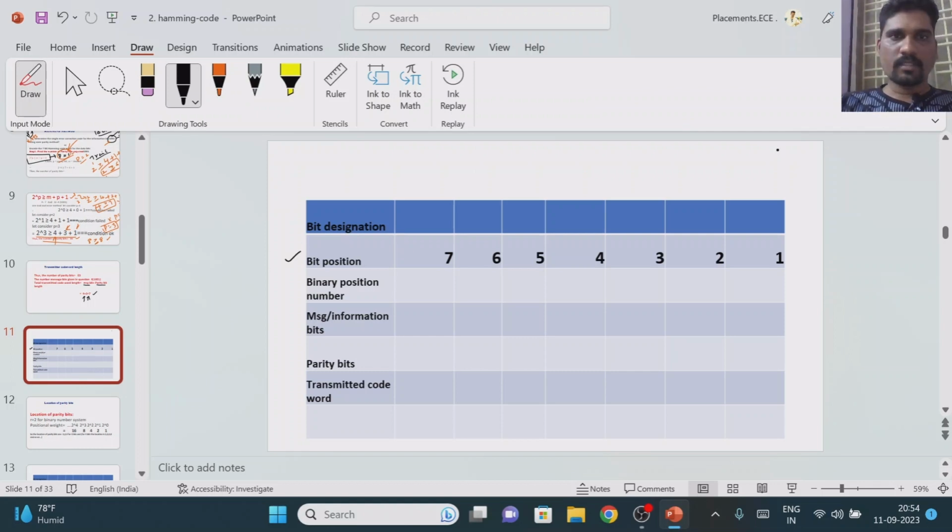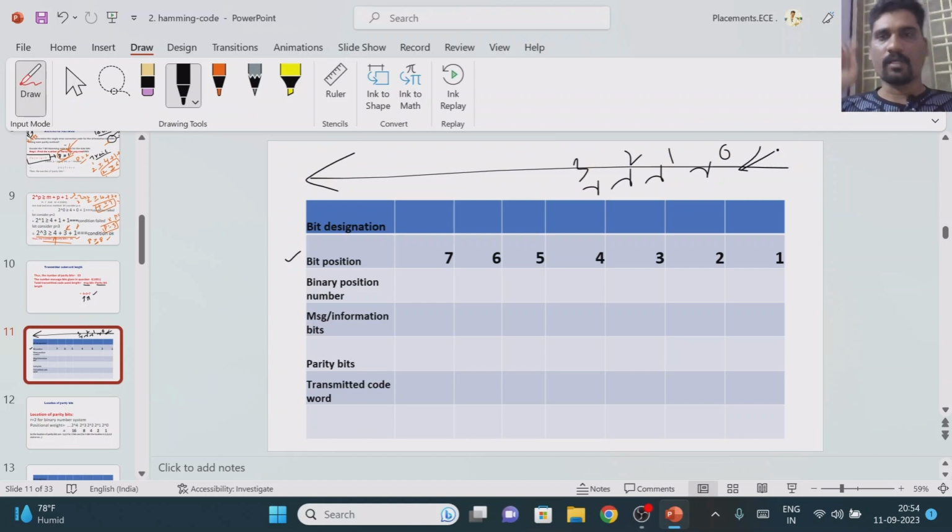So always remember that we will write the number from this direction to this direction. Why? If you are writing the binary formula, if you understand binary representation, r power 0, r power 1, r power 2, r power 3, something we used to write for the integer part, right? The same direction we need to consider here. Means we are starting from 1, 2, 3, 4, 5, 6, 7, right?